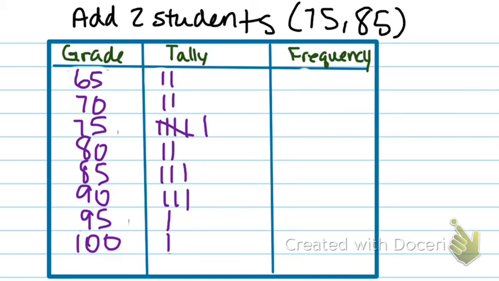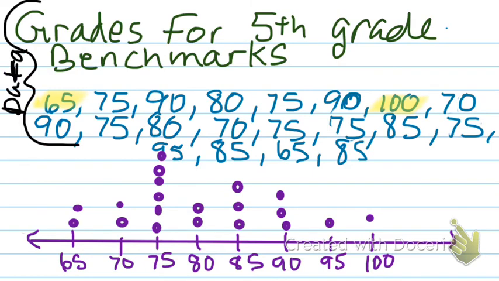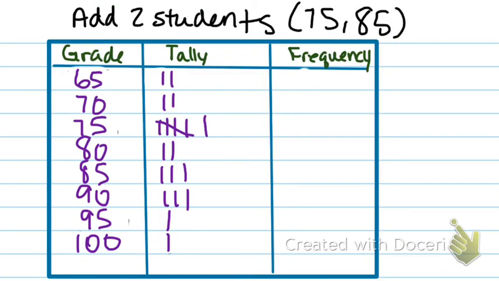Now I've added the tallies for the data that was on the previous slide, but I also want to add the tallies for our 2 students that came in late, and so we have a 75 and an 85. Now notice that when I have 5 tally marks, the 5th one is going to go across those 4 so that I can group them by 5s to easily count them. Now under the frequency column, remember frequency is the number of times something occurs. So I'm just going to count up my tally marks and record the frequency under that column. Perfect.